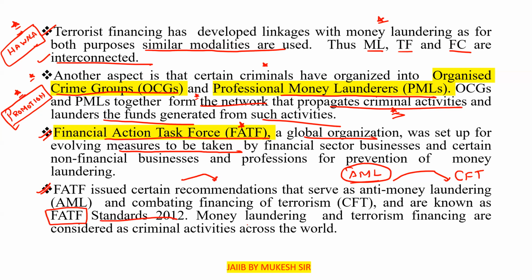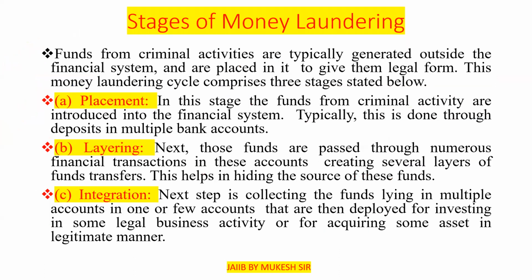Money laundering and terrorism financing are considered as criminal activities across the world. Sometimes in the examination they will ask which of the following are to be considered as criminal activities across the world. Kindly remember two points: first one is money laundering, second one is terrorism financing. Both are considered to be criminal activities across the world.